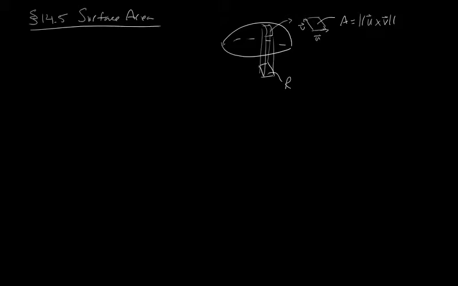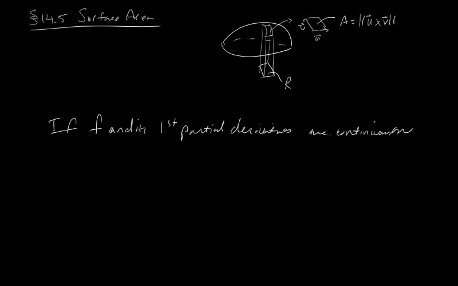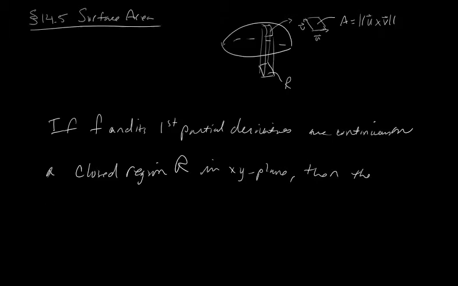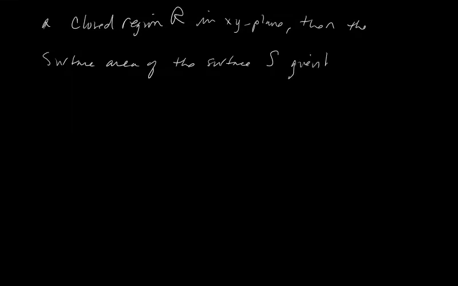So let me write that formula down for you. If f and its first partial derivatives, I should say, are continuous on a closed region R, I should specify R is in the xy plane, just to be specific, some closed region R, then the surface area of the surface S given by z equal to f of x, y, over R, is given by the following.